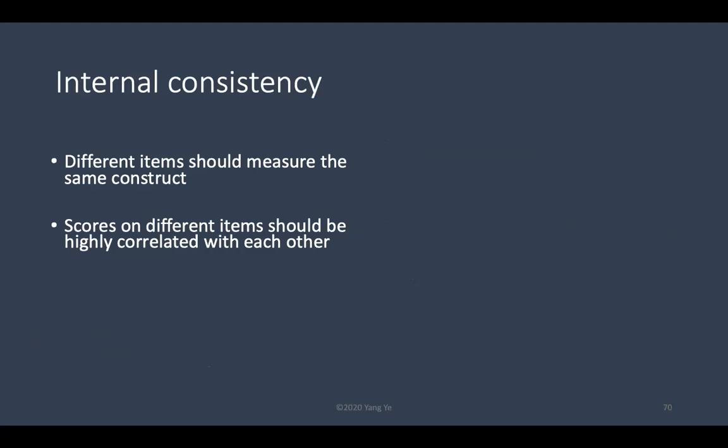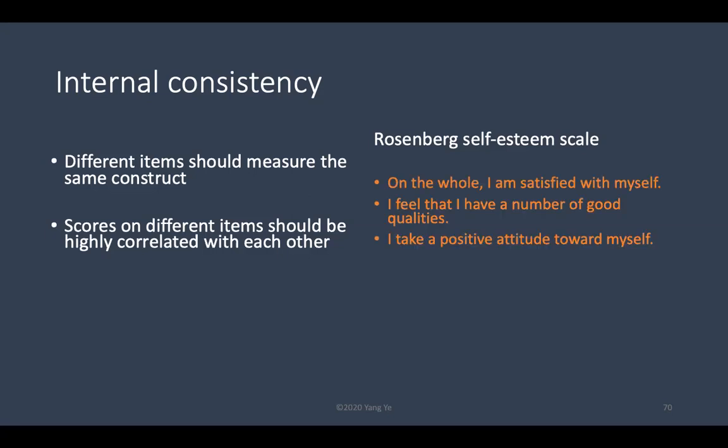Internal consistency means that you have different items measuring the same construct, because a measure with more items is, in general, better, right? And the scores on all these different items should be highly correlated, okay? So for example, for Rosenberg's self-esteem scale, you have different items, such as: on the whole, I'm satisfied with myself; I feel that I have a number of good qualities; or I take a positive attitude toward myself. Again, these are differently worded items, and they're clearly different in terms of content. So they're different items, but reactions to these items should correlate. Okay, so that when you aggregate the scores of these items, they aggregate to measure the same construct, that is self-esteem.